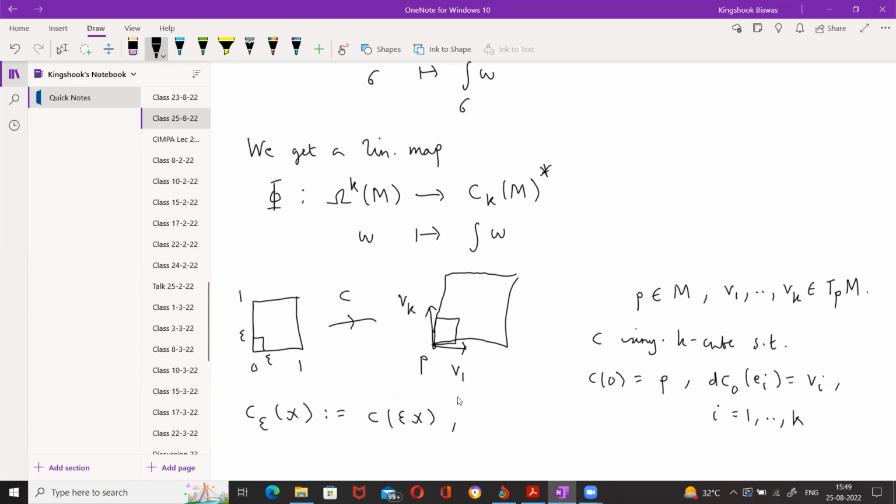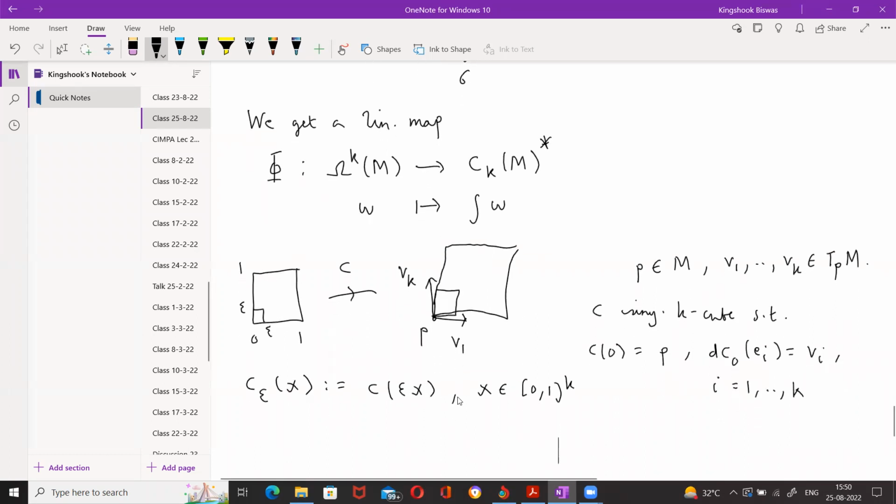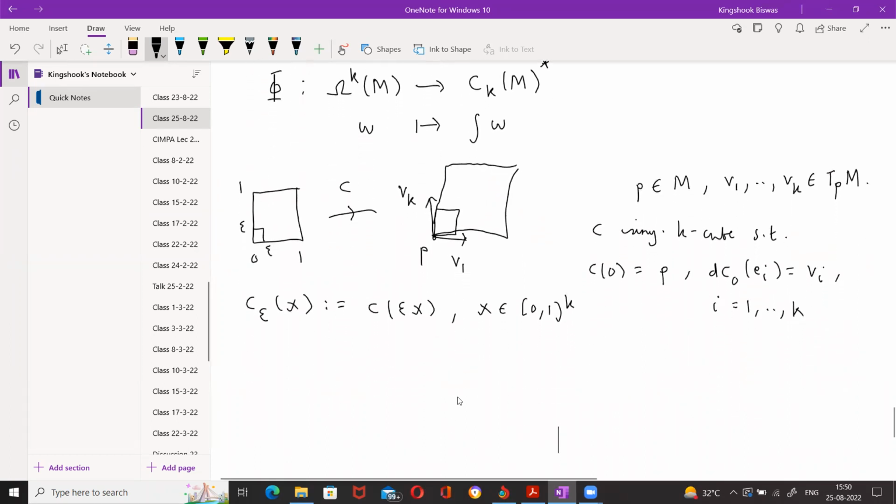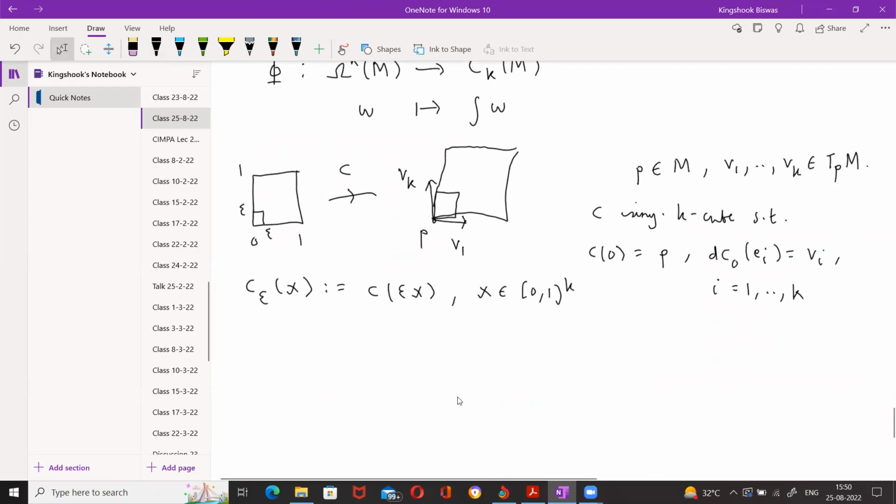Here x belongs to [0,1]^k. So the image of C epsilon will be this small cube, this small singular cube. Now what happens if I integrate omega over the small cube? So I need to calculate C epsilon star of omega, right?